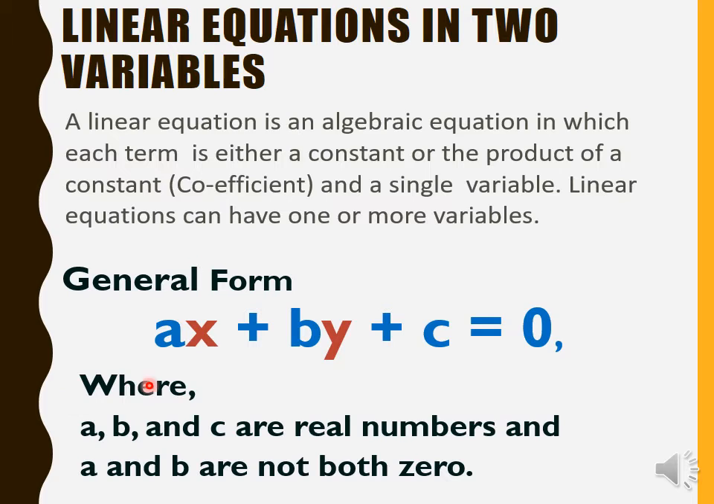The equation right over here is quite known to us because we already know about linear equations in one variable. But now we will learn about linear equation in two variables. The two variables here are x and y, and a, b and c are constant values. Since a and b are both associated with the variables x and y, they are also known as the coefficients of the variables. a is the coefficient of x, b is the coefficient of y.